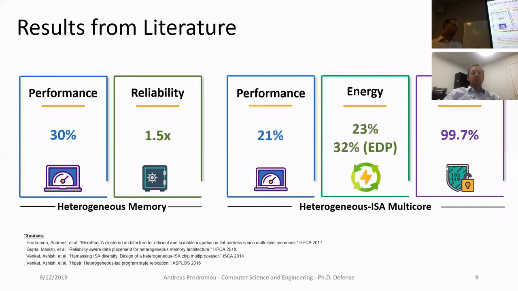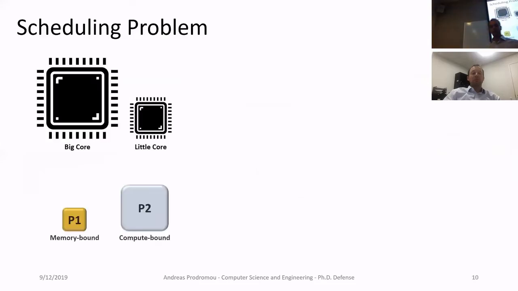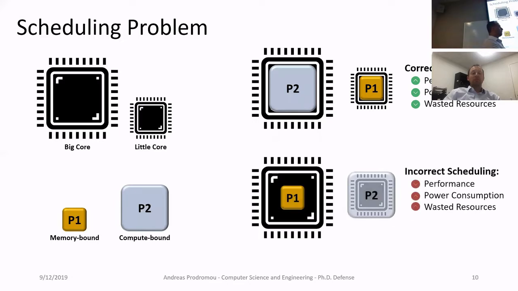Now, these numbers look great, but there's a big assumption of excellent resource management in order to get there. To give an example, let's take a look at the scheduling problem. We have two cores, one big, one little, and we also have two programs. One's memory bound, the other is compute bound. There are two possible ways to schedule. One is the correct way, where we gain in performance and power consumption, and we don't waste resources. If we do it incorrectly, however, we lose on all three fronts. So it is extremely important to have intelligent resource management if we're going to benefit from these architectures.